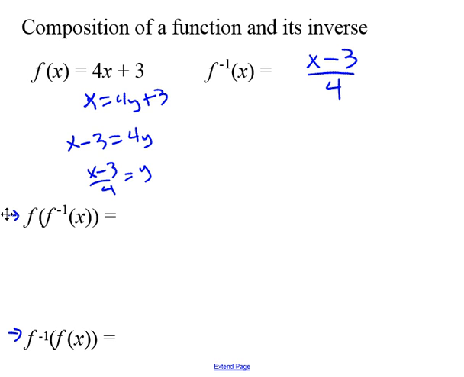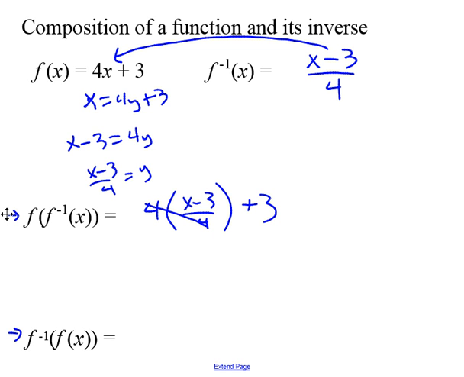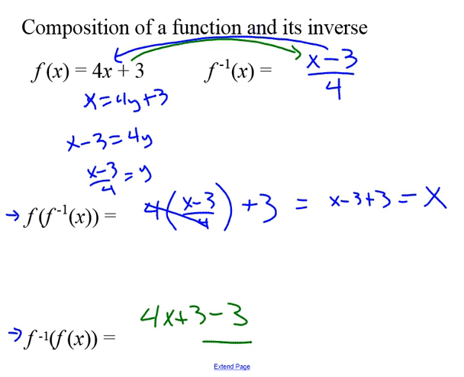Okay. If I take this and I put it in there, so I'm going to have 4 times (x minus 3) over 4, plus 3. These guys are going to cancel, and I get x minus 3 plus 3, and I get x, which is kind of curious. If I go the other way and I take this and I put it in there, I get (4x plus 3 minus 3) over 4, which becomes 4x over 4, and also x. Curiouser and curiouser.